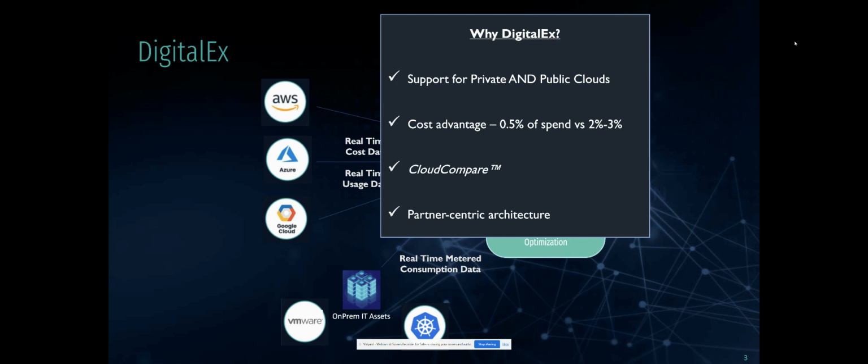Third thing here is something called Cloud Compare. Cloud Compare is a technology that's not quite out yet, but will be coming out later this summer. Essentially, that's a simulation engine that will, on a per workload or per application basis, simulate what it would cost to run that workload on different clouds. So for example, the Cloud Compare technology could tell you, you're running this workload on Azure. If you move it to GCP, it'll run 12% cheaper.